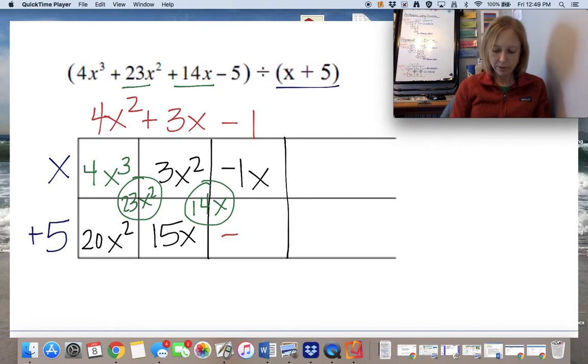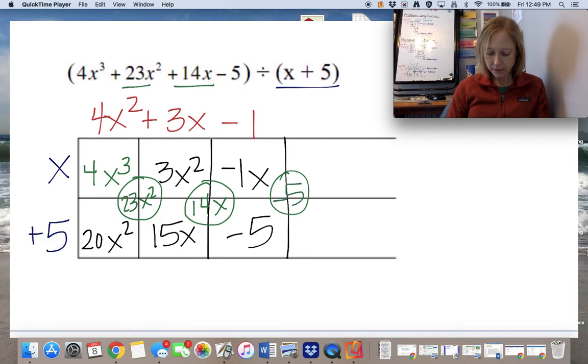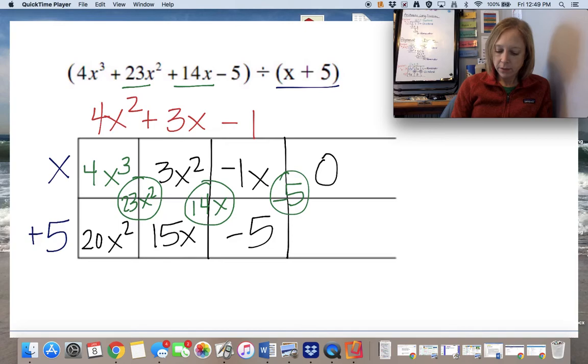Oops, sorry, I was not consistent with my color coding. Negative 5. And now we look back up at our dividend. Our last term is negative 5. That means we would have a remainder of 0. So when we have a remainder of 0, our dividend is divisible by our divisor. Listen to all this vocabulary. Okay, so our final answer is what we see on top of the area model. The final answer is 4x squared plus 3x minus 1.